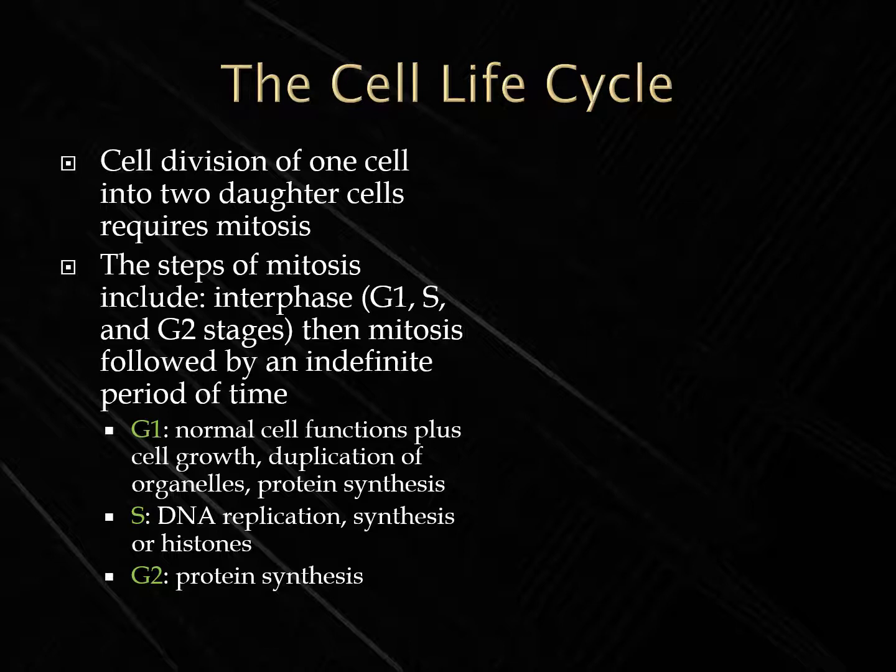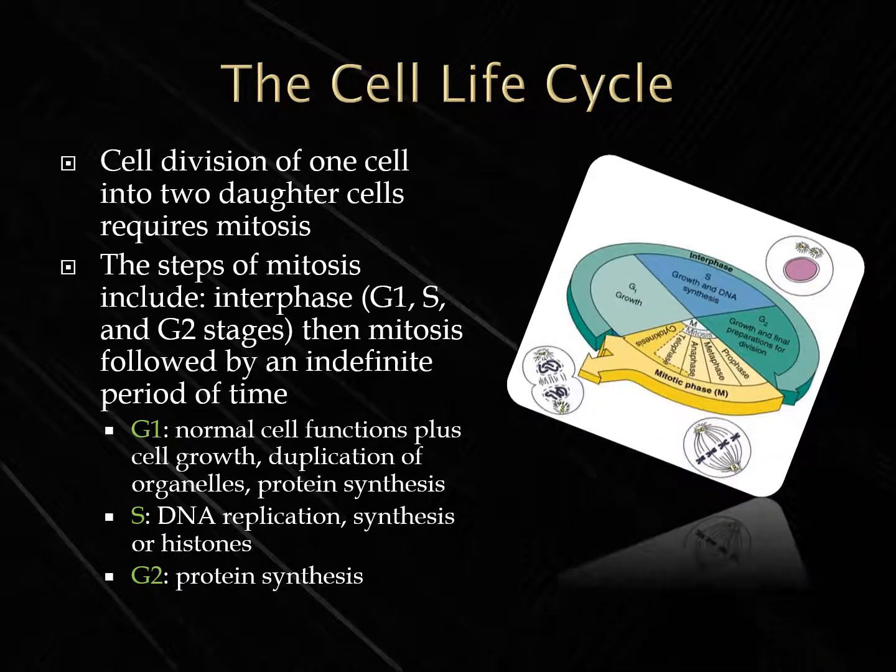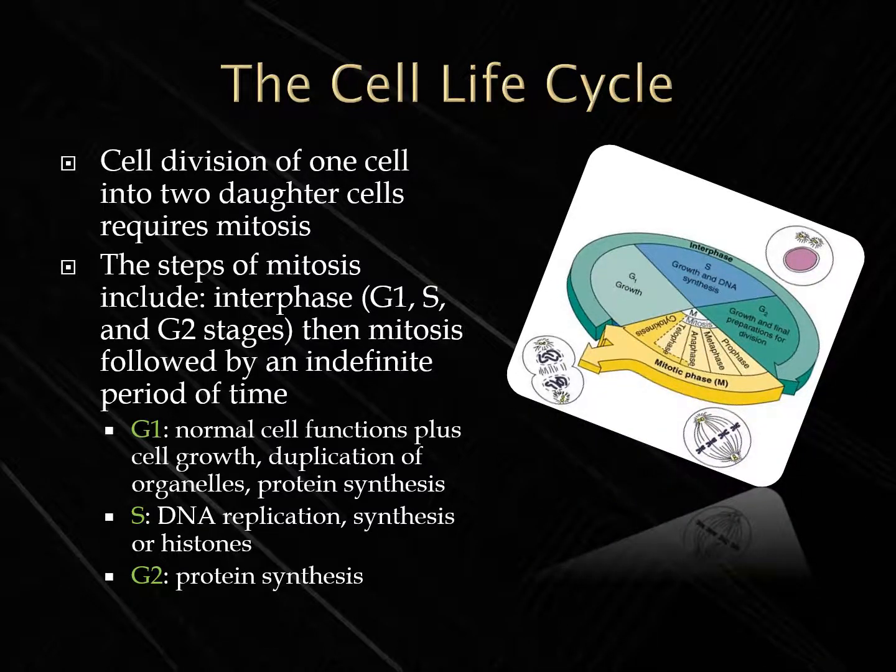The life cycle of a cell. Cell division of one cell into two daughter cells requires mitosis. The steps of the cell cycle include interphase, with the G1, S, and G2 stages, then mitosis, followed by an indefinite period of time. G1 involves normal cell functions plus cell growth, duplication of organelles, and protein synthesis. The S stage involves DNA replication, synthesis of histones, and G2 involves protein synthesis.